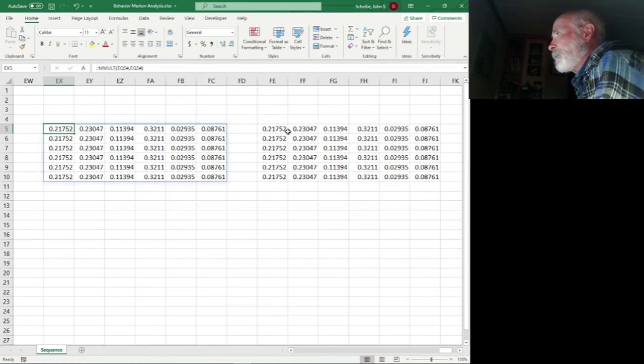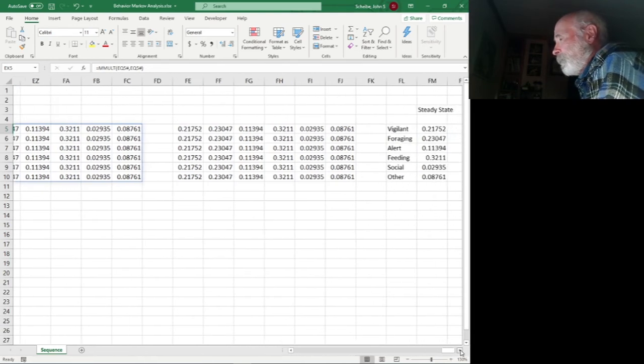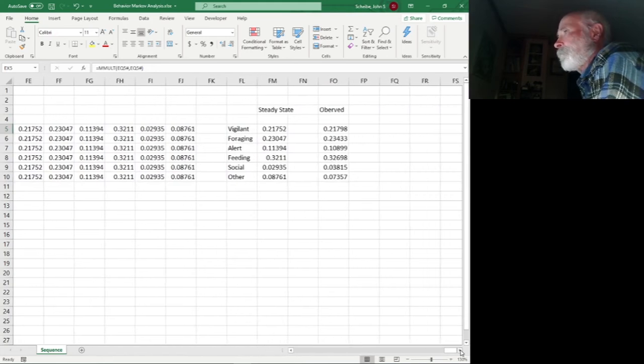0.21752, 0.21752, right? All of these things have stabilized. They're not changing anymore. So we've reached what's referred to as the steady state. So we've reached the asymptote on all of these values. And this then is my steady state vector. If you'll notice, this is simply the diagonal of this matrix right here. That is my steady state vector. And that's the information that we want.